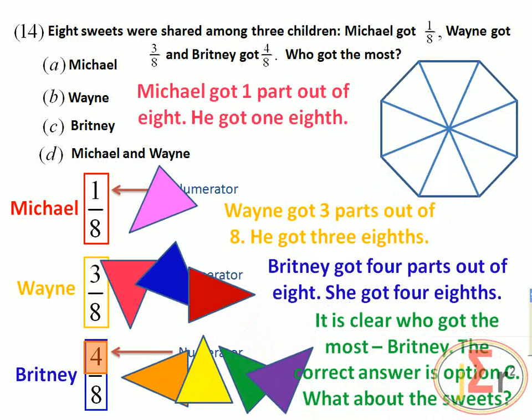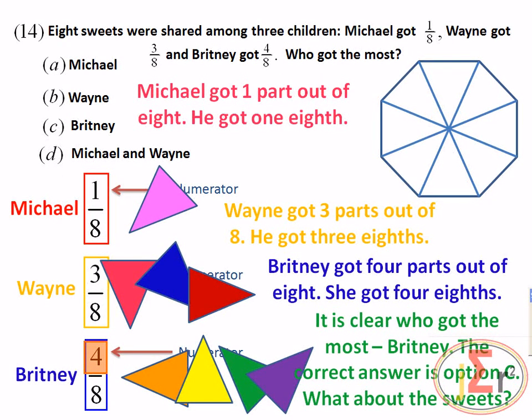It is clear who got the most, and that is Brittany. The correct answer is option C. But do not forget, the problem that we have here was not about an object divided into 8 equal parts. But because we are talking about 8s, we are using a single object divided into 8 equal parts in order that students may understand what we mean when we say 8s.